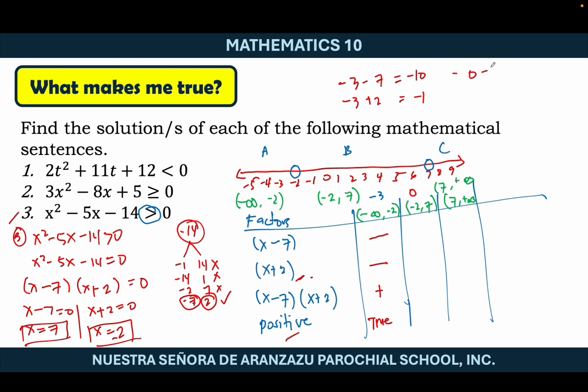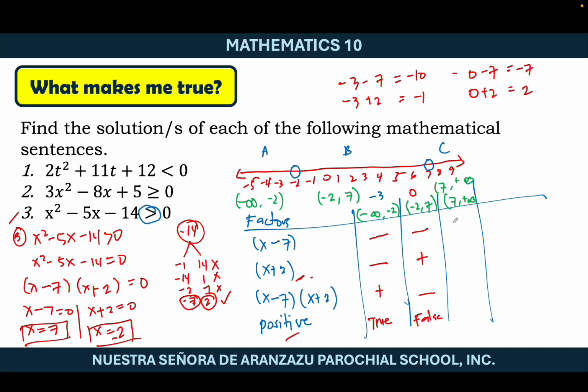So, 0 minus 7 will give you negative 7. So, anong sign? Negative. Then, 0 plus 2 is equal to 2. Anong sign? Positive. Next, multiply nyo itong dalawa. Negative times positive, kapag opposite sign, negative yon. So, ang hinahanap natin positive, so this is false.